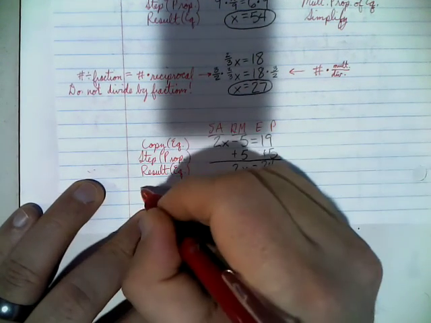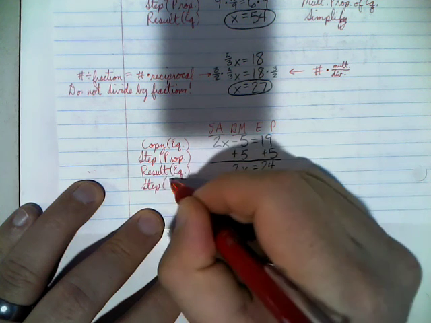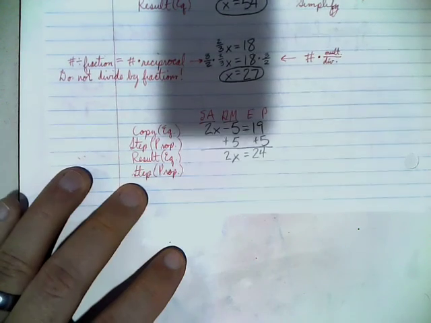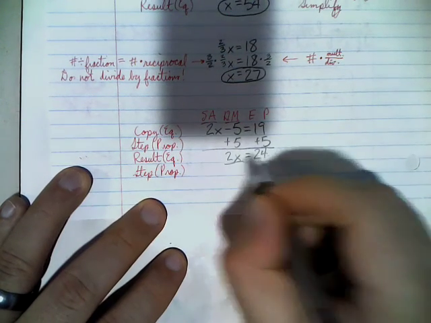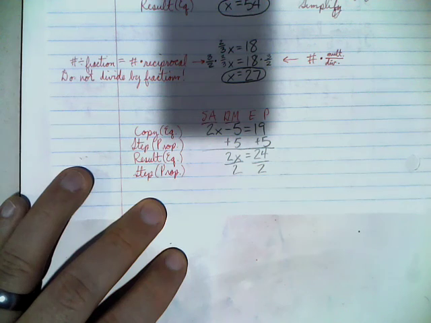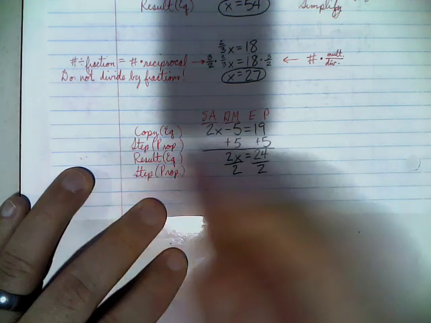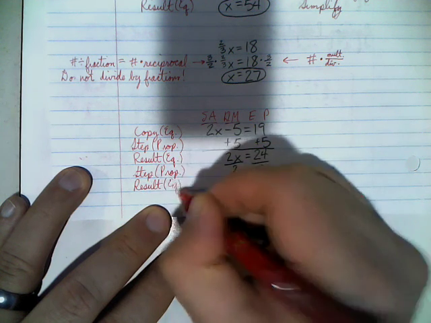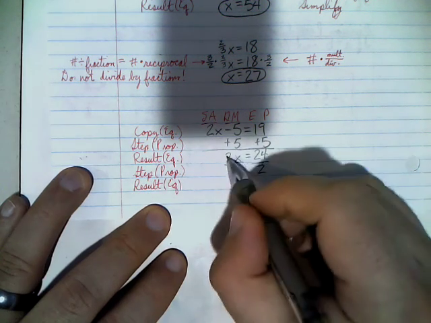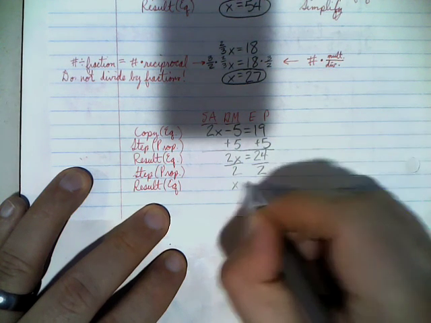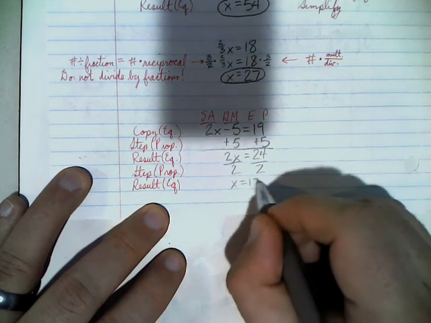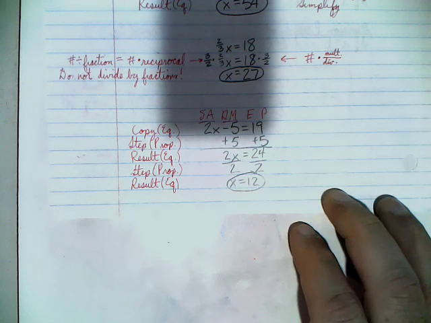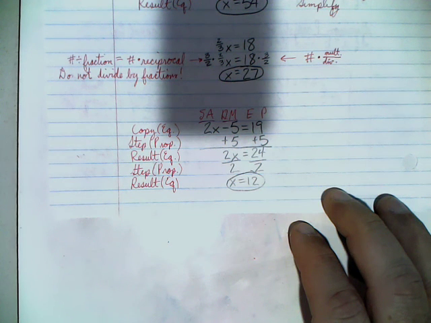And so now I want the next step, the second step, which again is going to be to use a property. So this time, to get rid of the times 2, the inverse of that would be to divide both sides by 2. And then I want the resulting equation from that step. So times 2 divided by 2 will cancel, leaves me with just x. And then 24 divided by 2 is 12. And that's what we're working up to. And that is the end of our lesson.